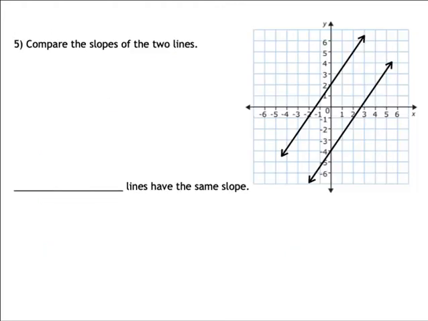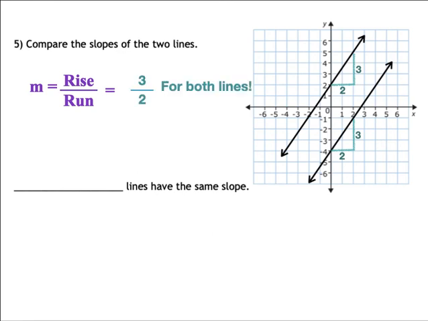Find the slope of both lines in the picture at the right. What is the slope of the top line? For the top line, if you choose any 2 points, whether it's this point and this point, or maybe even this point and this point, you're going to notice that it's going up 3, it's a rise of 3 and a run of 2. So the slope is 3 over 2, and you have a matching slope for the other line.